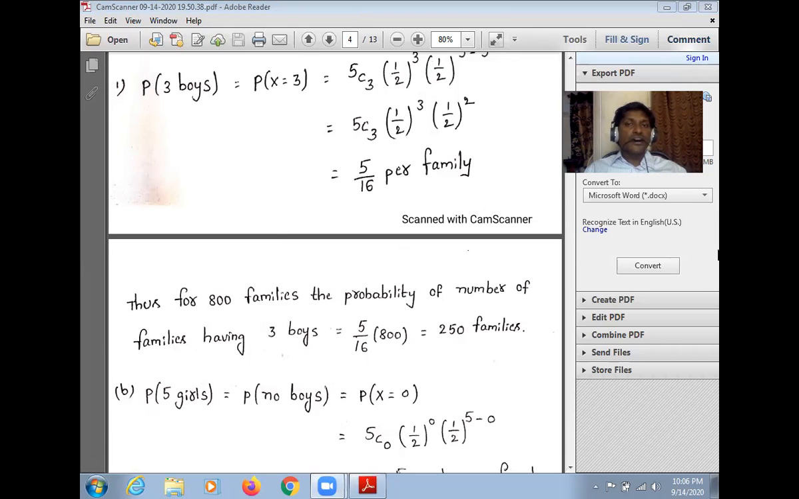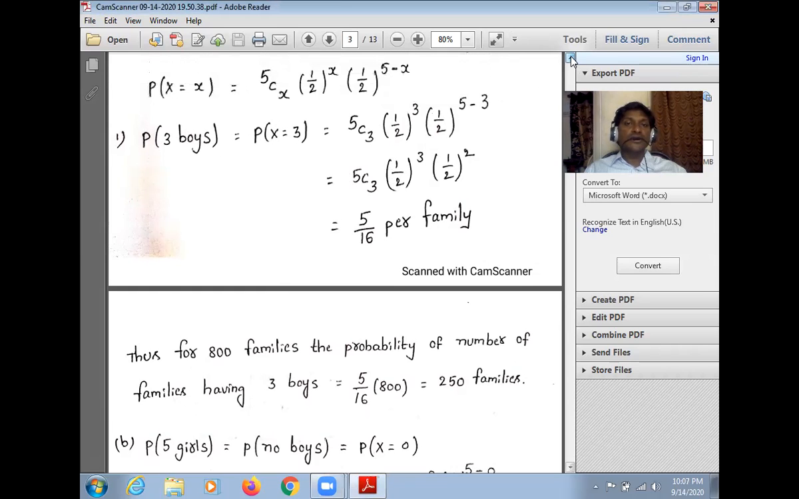So that is 5C3 times 1 by 2 whole cube times 1 by 2 whole power 5 minus 3. This is what we are applying here. In place of x we have 3, so we are substituting that. So 5C3 times 1 by 2 whole cube times 1 by 2 whole square.